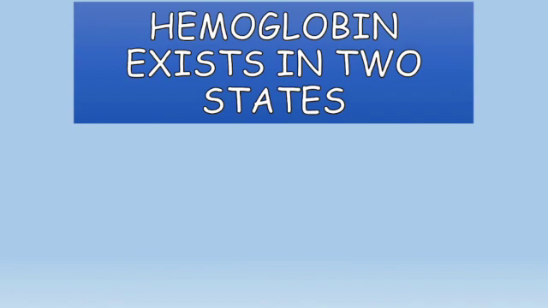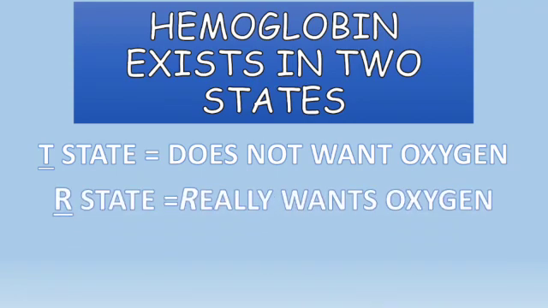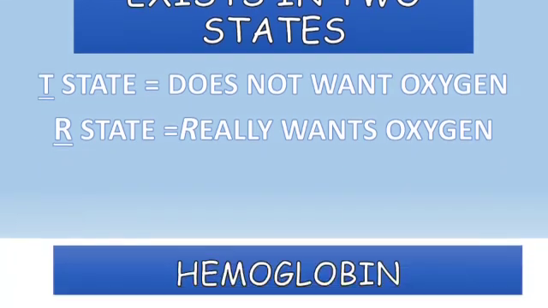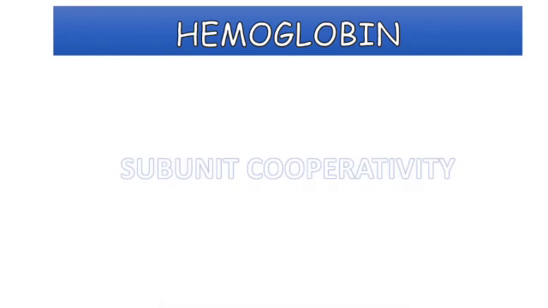Our 2 states of hemoglobin can be found in the T state, which stands for tense. This means that the protein cannot bind to oxygen. And the R state stands for relaxed, and this can bind to oxygen. The T state and the R state exist in equilibrium, constantly altering between each state. This is what results from a tertiary subunit interaction between the subunits in hemoglobin. This is what we call subunit cooperativity.